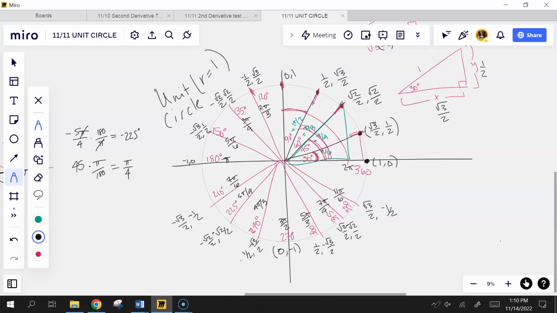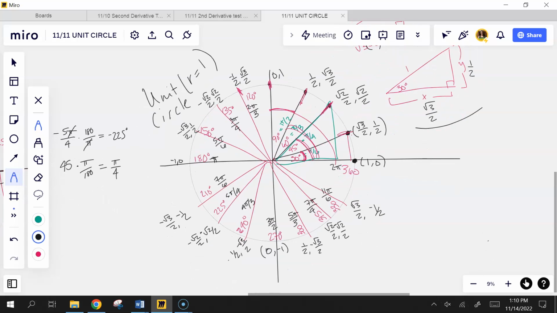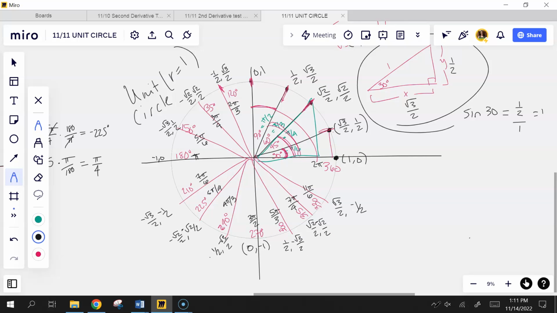So why do we need this? What does it do? It is a reference. If you think about this being triangles, look at my triangle that I pulled out right here. If theta is 30 degrees, what is the sine of theta? Sine is opposite over hypotenuse, which is 1, so it's just 1/2.